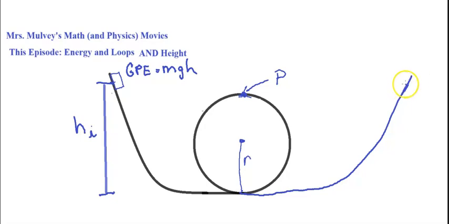It can't go higher than where it started because then it would have more energy than it started with, and that's not a possibility. And so the block's going to stop at the exact same height from which it started, right here, h sub I.